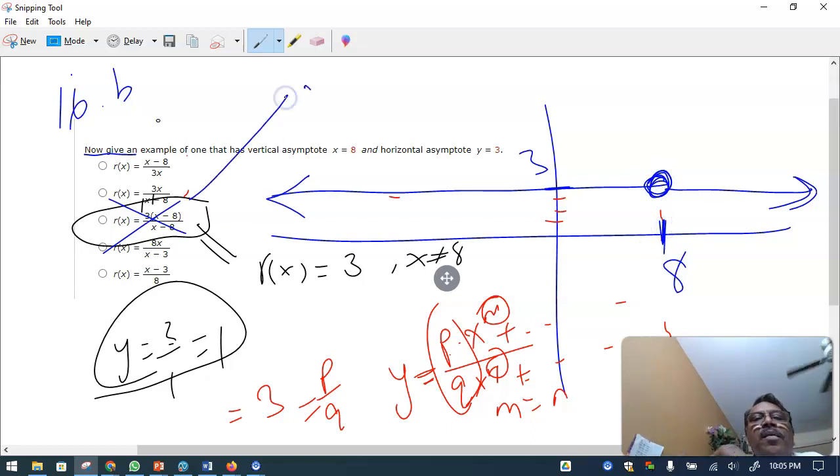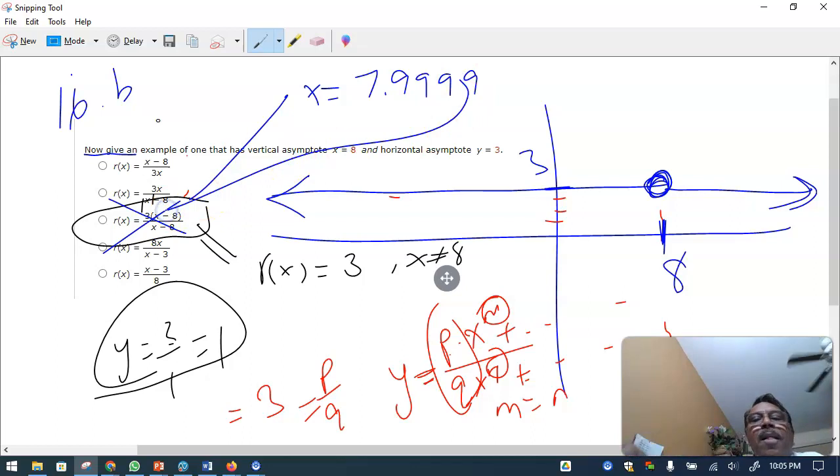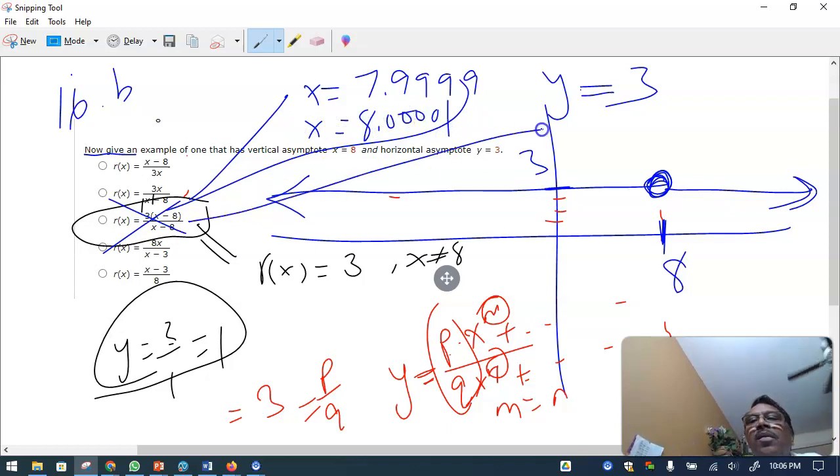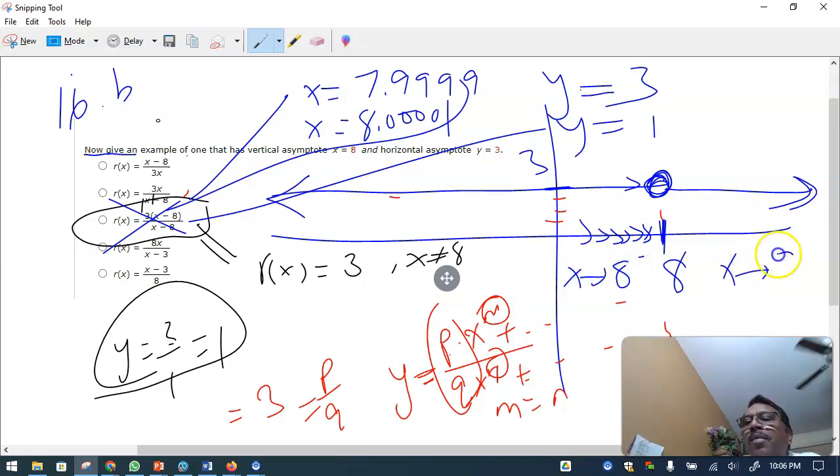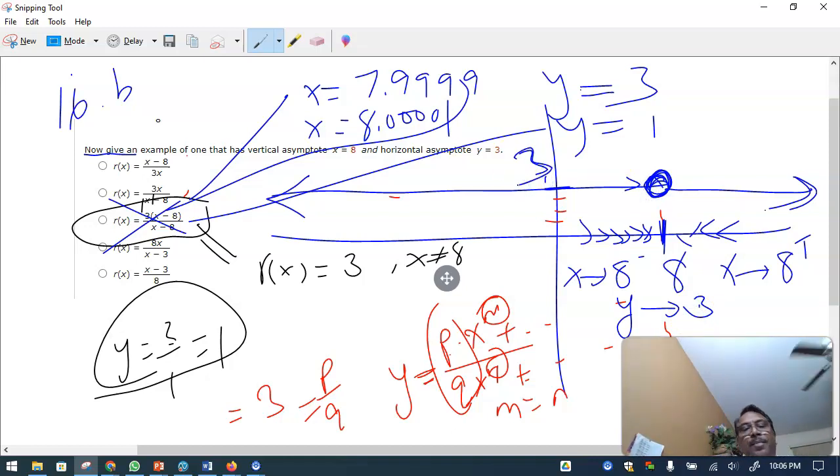Because the moment you have x close to 8, like 7.99999, and you plug it here, you'll always get y equals 3. Even if you put x equals 8.00001, you still get y equals 3. Whether x approaches 8 from the negative side or from the positive side, the output will be almost equal to 3. I hope that helps.